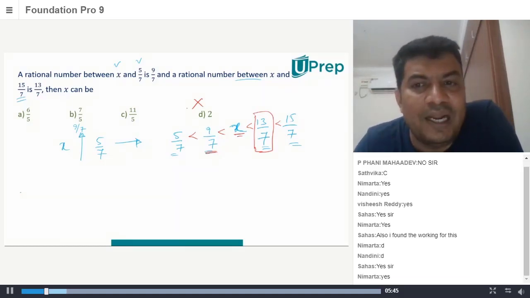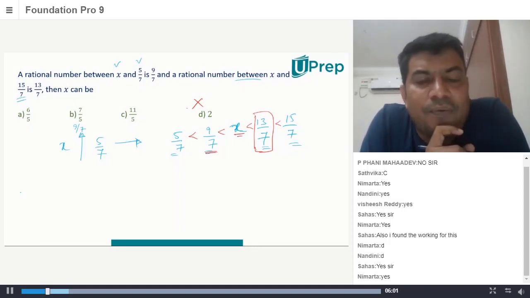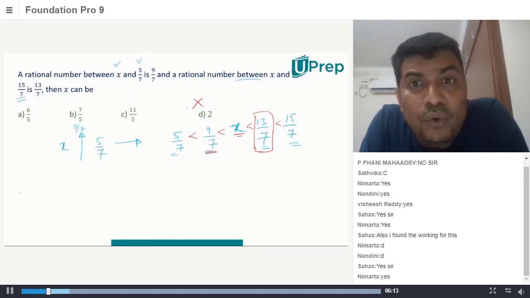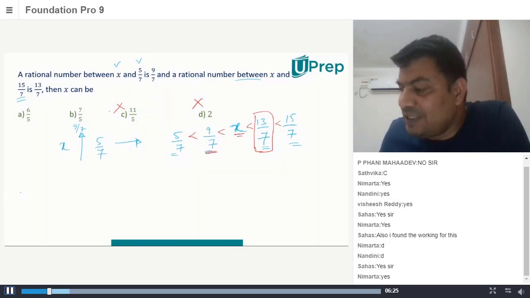What is the other option that can be quickly eliminated? Sir, C, 11 by 5. Why C? Can you tell me? That is where your knowledge of comparing any two rational numbers comes in. Sir, because 11 by 5 is greater than 2. It's greater than 2? Yeah, it's greater than 2. Very good. Brilliant. Now that's where your logic comes in. 11 by 5 is greater than 2. Therefore, even C cannot be your answer.